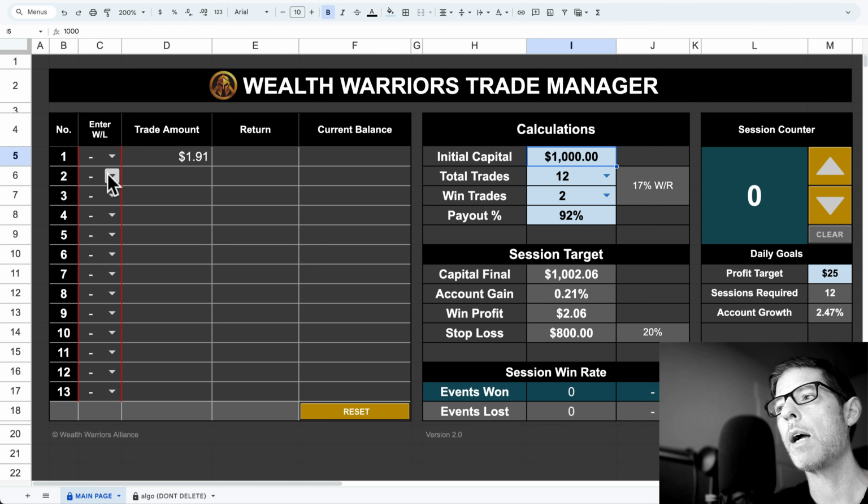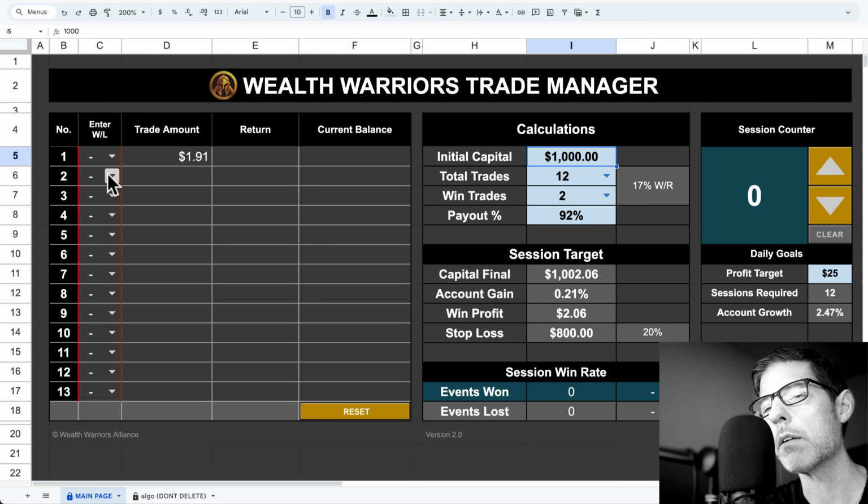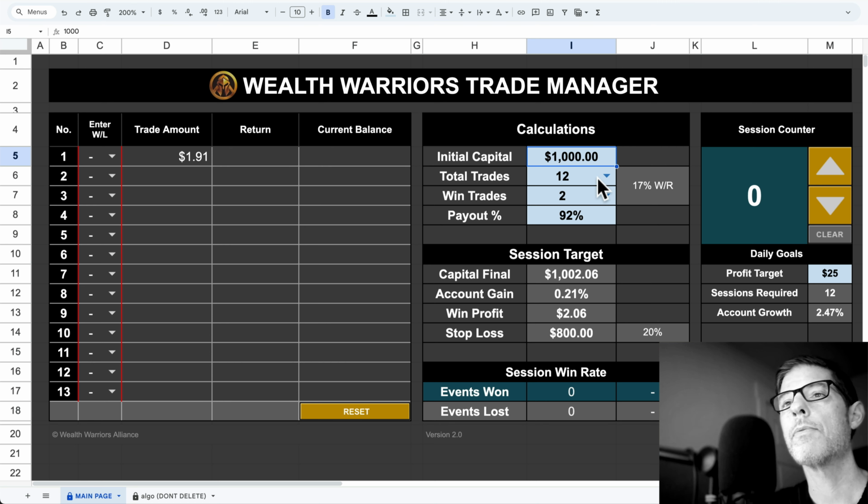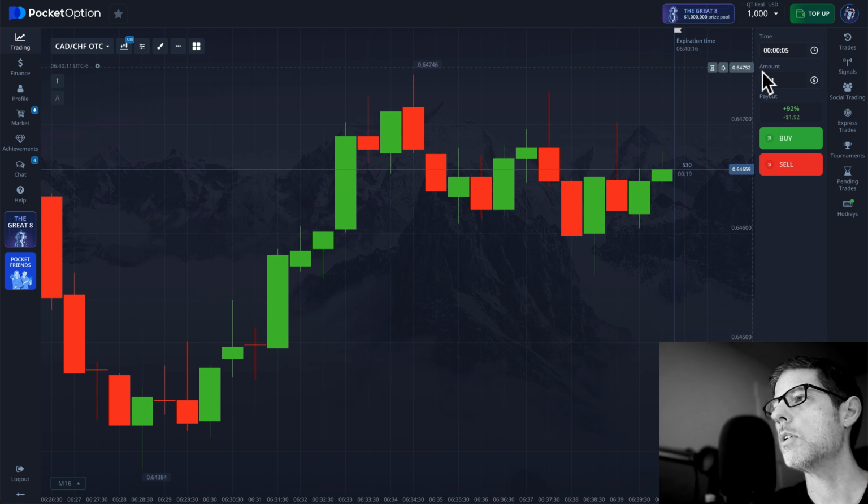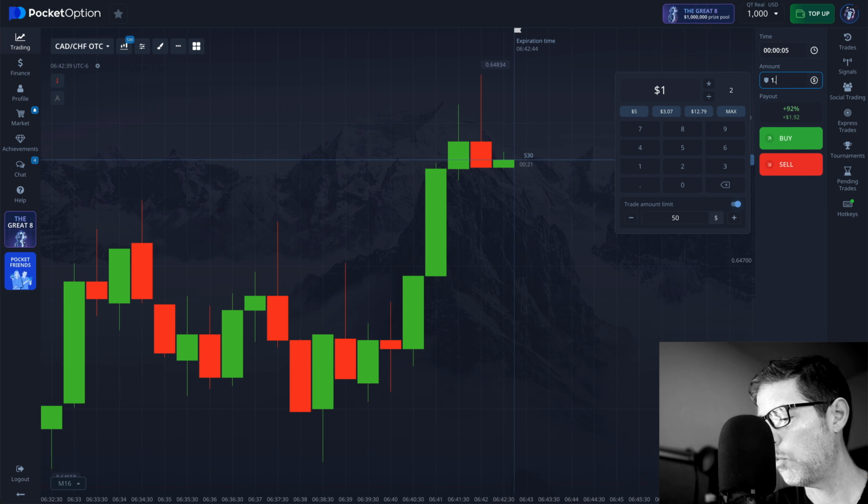You don't have to wonder how much to enter on this trade or that trade. The trade manager will take care of all that for you. The first trade amount that the trade manager gives us is over here on the left on slot number 1, which is 191. So let's go back over to Pocket Option and enter this in.